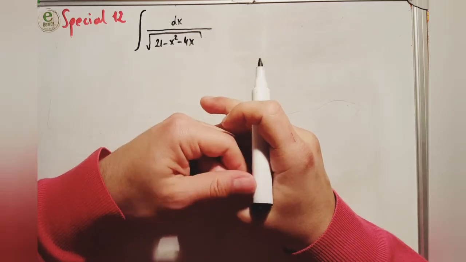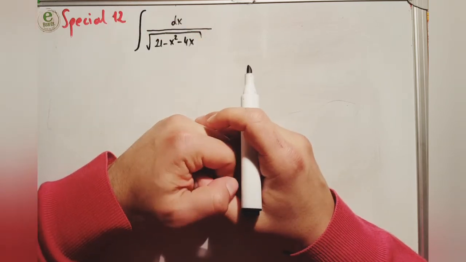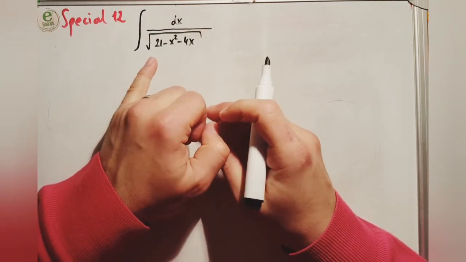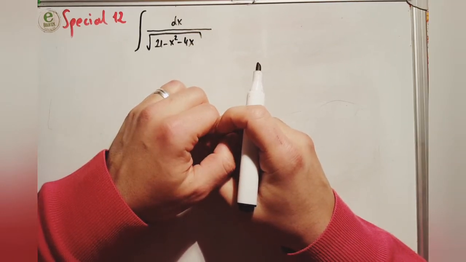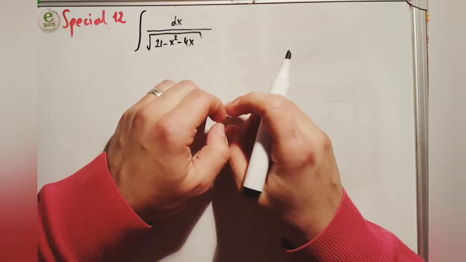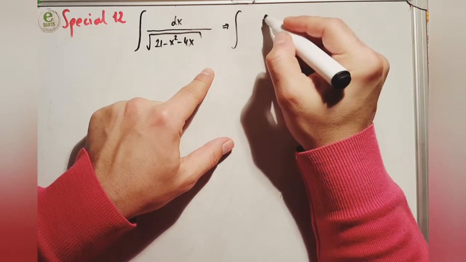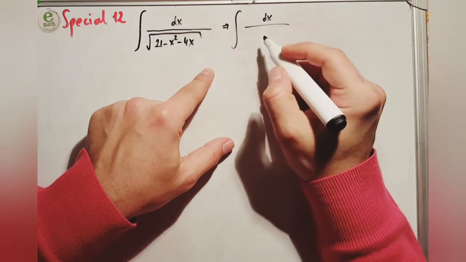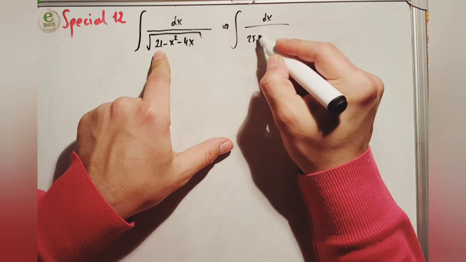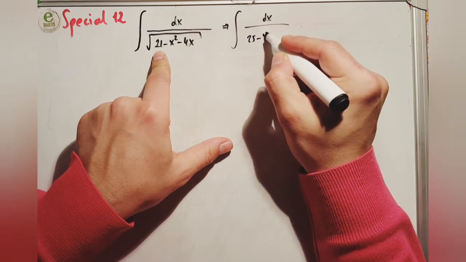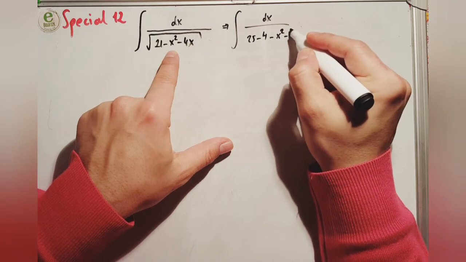And we are together with another special question. Here it says the integral of dx over the square root of 21 minus x squared minus 4x. First, I'm going to find here one perfect square. How can we make it? The integral of dx over, I will separate 21 like 25 minus 4, minus x squared minus 4x.